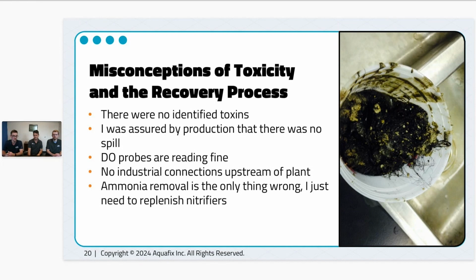And then lastly is ammonia removal is the only thing wrong. I just need to replenish nitrifiers. Yes, there are a lot of cases where, as I noted earlier, the issue isn't as severe, only nitrifiers are suffering. Absolutely, that could be the case, but it's really important to make sure you're doing your due diligence to make sure that there aren't any other drivers in place. Once again, those issues compound. And while you may be dealing with multiple issues that are not as high in severity, they do stack. So be sure to keep an eye on that.